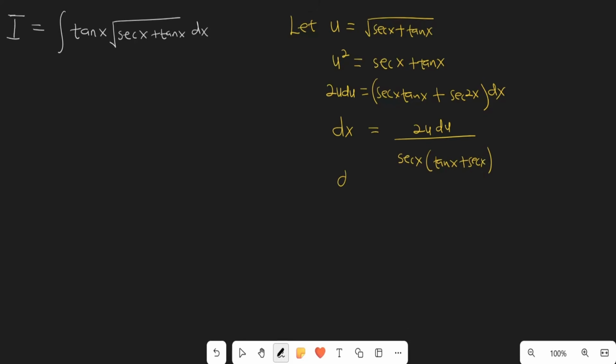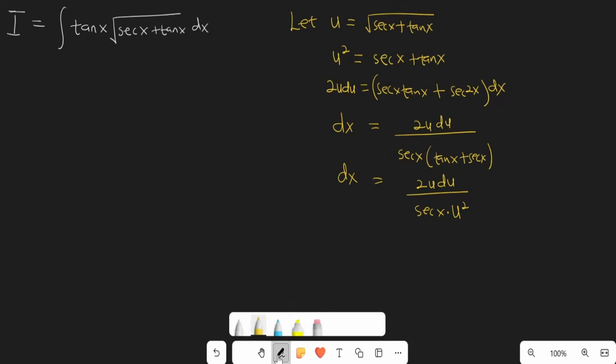So we have dx equal to 2u du divided by this one, that is secant of x multiplied by this tangent of x plus secant of x, which is the same as u squared. So I'm going to replace that with u squared, like this. Alright, cool. Now let's switch colors and look at an identity.